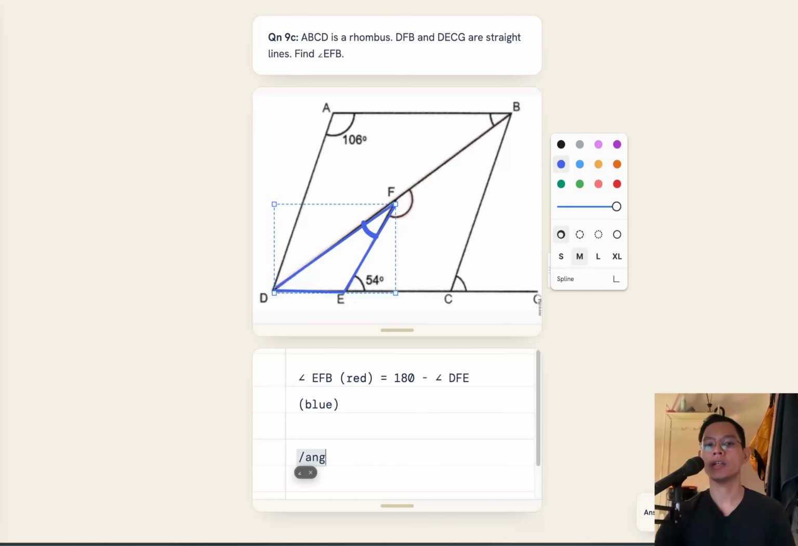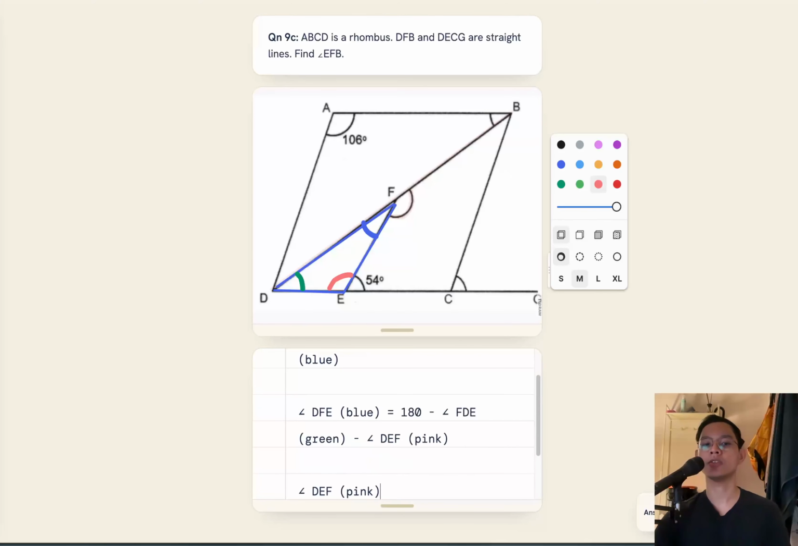So angle DFE is basically 180 minus two angles. One angle is blue over here and the other angle is pink over here. So 180 minus angle FDE, which is green, and minus angle DEF, which is pink. So let's go and find angle DEF first.